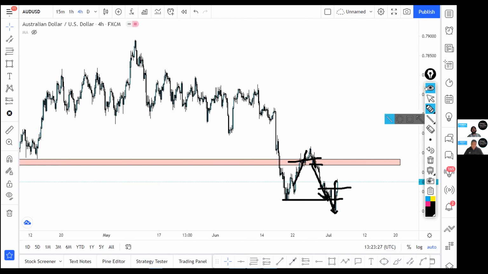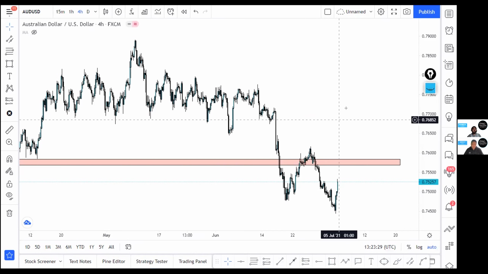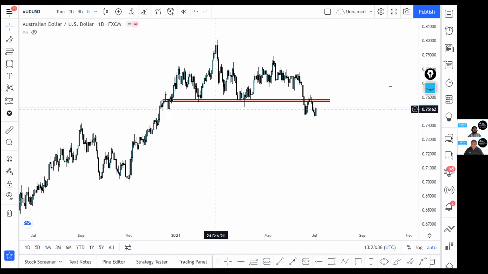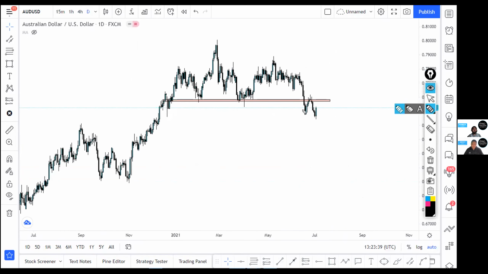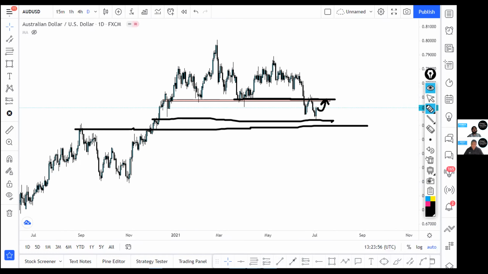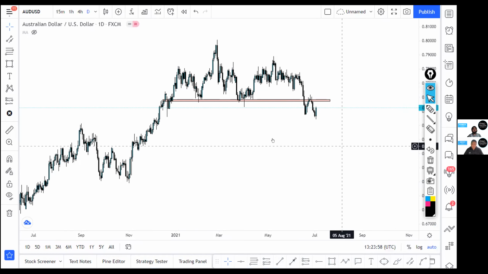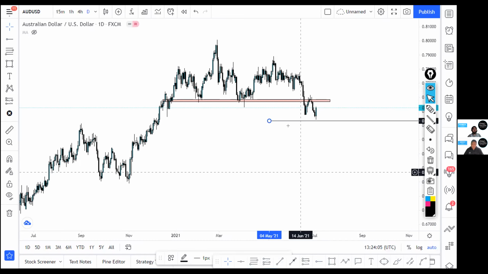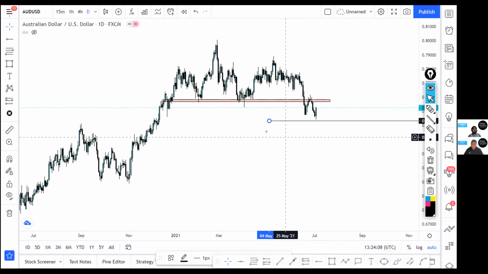So right now, what are the possible scenarios for Australian? Let me have a look at the daily. From the daily, what I'm expecting is if we get another move to this area, this will be a resistance zone. So I will be interested again in shorting Australian USD, and my target will be these areas and this area. Let me just mark this up. So this would be the first target, and this would probably be the second target.